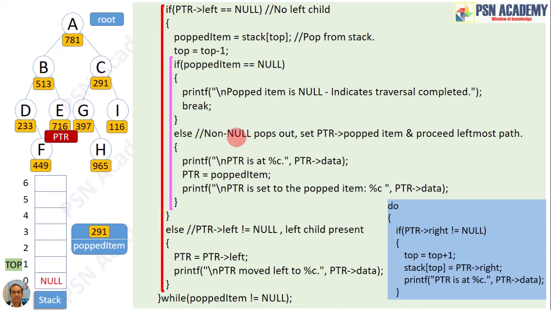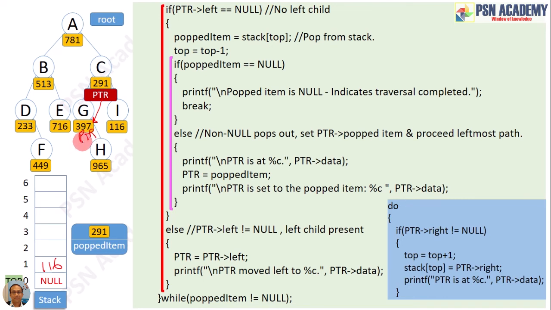So this else part will be executed. Set PTR to popped item. So PTR is standing at 716. It will be now pointing to 291. Then you run the loop again, and this PTR right not null will be executed, because you see that there is a right child 116. So 116 will be stored here, and PTR will come down to this place at 397.